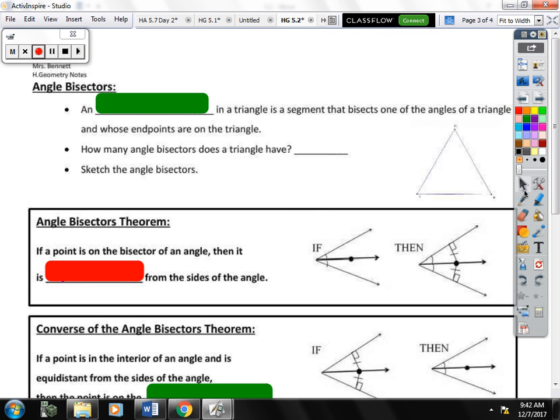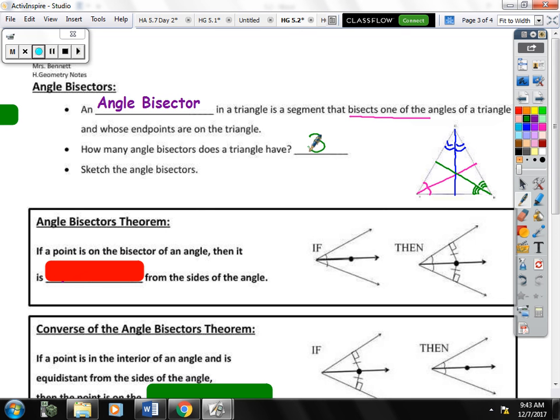On the back, we have some angle bisectors. Remember, an angle bisector in a triangle is a segment that bisects one of the angles, cuts it into two congruent angles. How many angle bisectors does a triangle have? What do we think? There should be 3. That's right. There are 3. Here's one. Here's another. And here's the other. I've already sketched them in my picture.